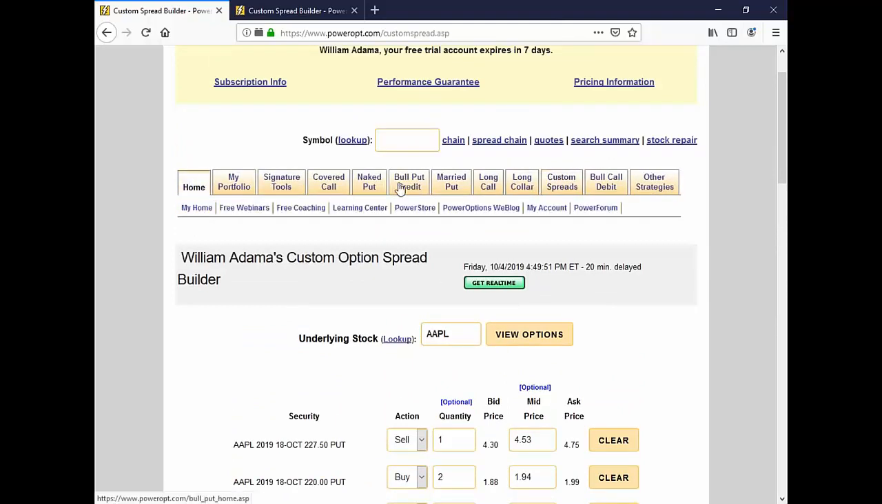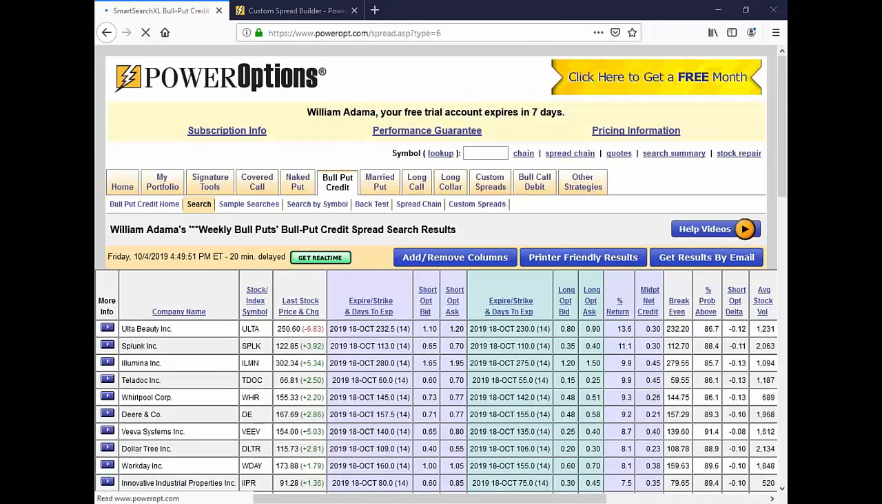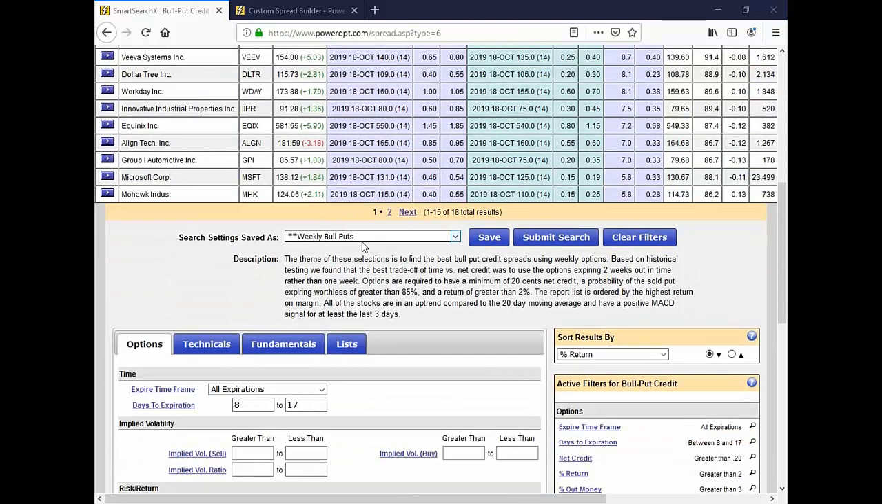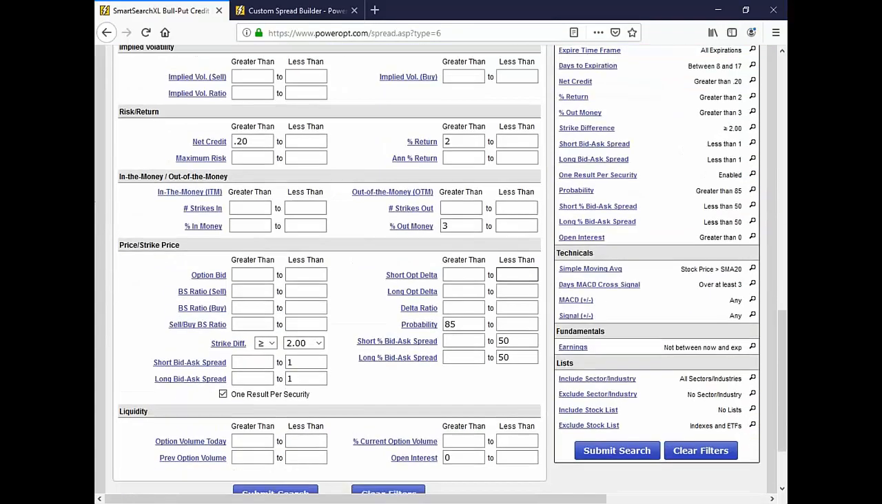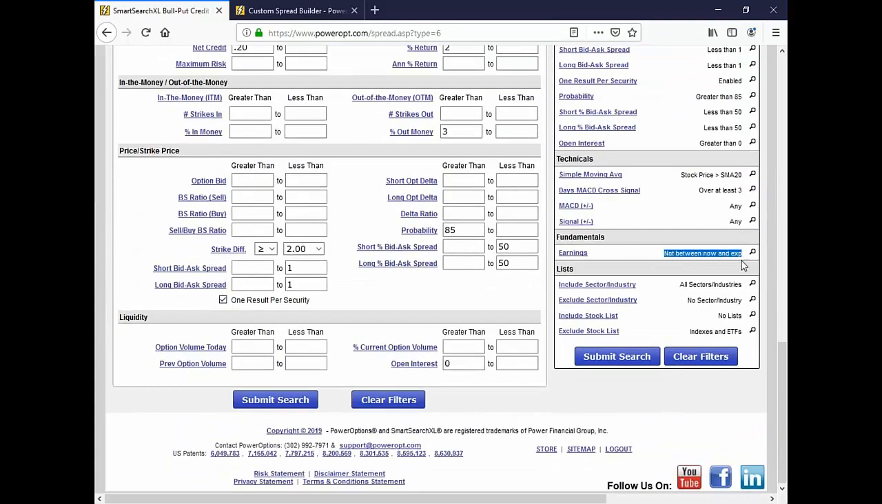All right, so for Doug now. This relates to any strategy on Power Options. Doug wants to know, does the bull put credit screener take into account expected earnings announcements? Absolutely. I'm pretty sure all of the defaults do, especially the one that I use. I know for a fact it does. So when I use the bull put weekly search, specifically avoiding earnings between now and expiration.